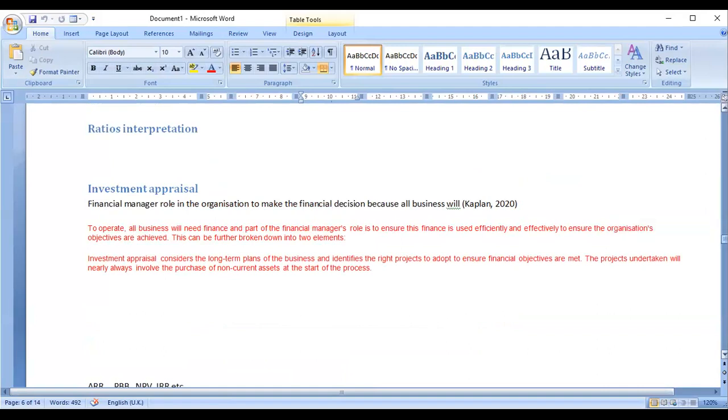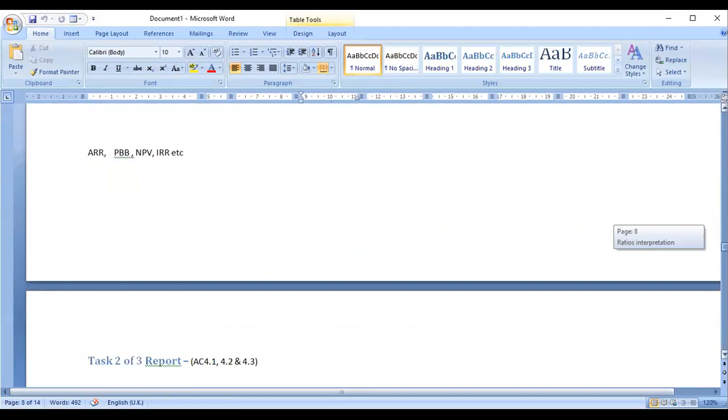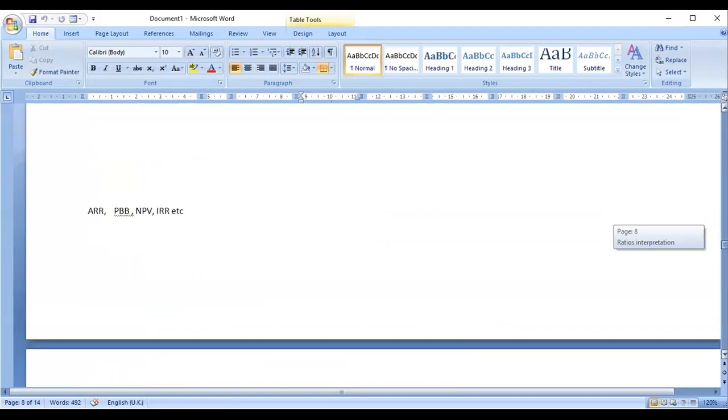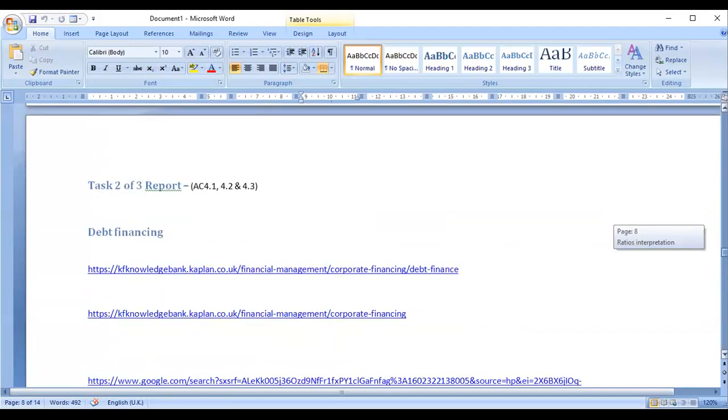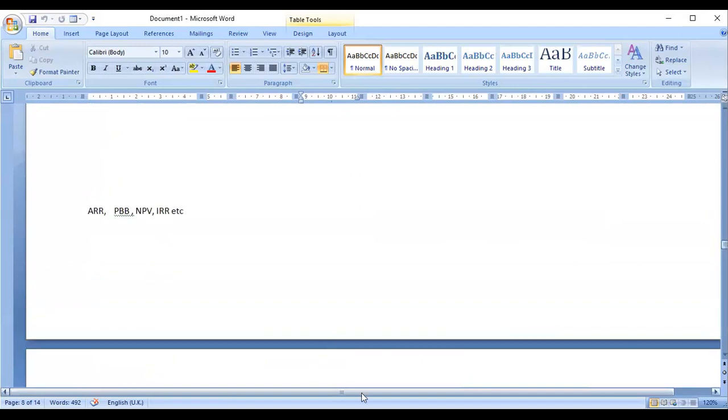Lesson 5 is about investment appraisal. You can pick an example from it. The financial manager's role is to make the financial decisions of the organization, because the business will need them. Make sure you add the reference. And you can look around at these investment appraisal methods. I can copy the link for you here in 1 minute, which will also help you. So you can read and write.